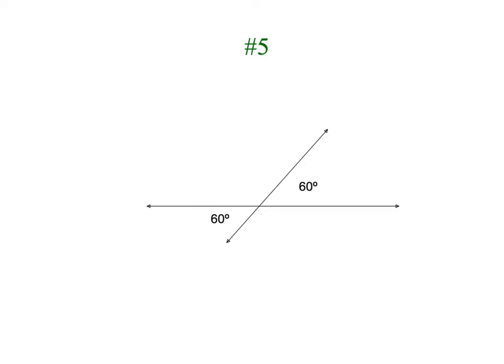Okay, what about this one? Correct. Vertically opposite angles, remember. The symbol for that is this one. Okay, so they're vertically opposite each other this way. That means they're vertically opposite angles.